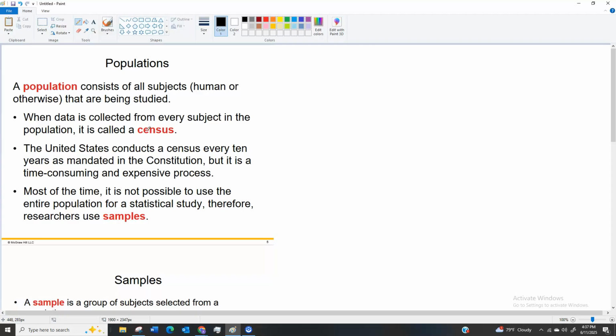Okay, so our next term is populations. Populations are very important in statistics because what we're typically trying to find out is something about a population. A population consists of all the subjects being studied. It's what you would like to know about. Say you want to know something about all the students at Lone Star College. That would be all the students across the entire system, at different campuses, different centers, and in different certificate and degree programs. That would be your population.